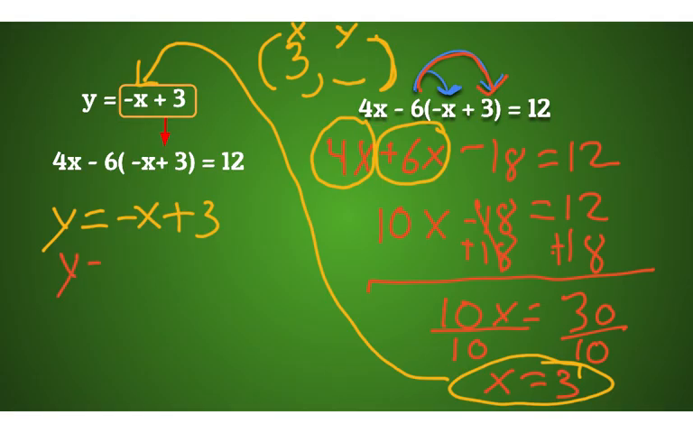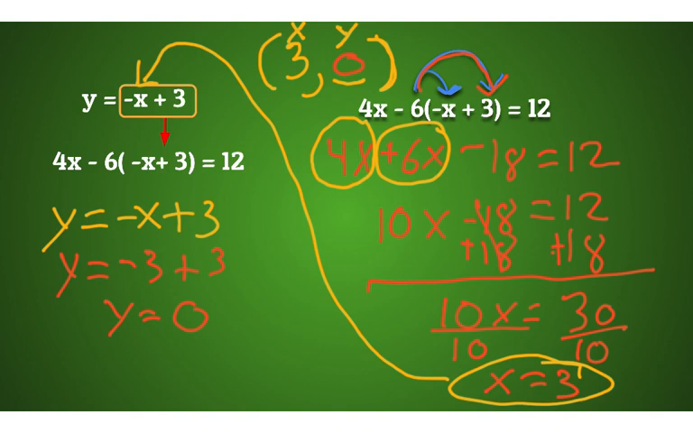So now I know the x value is 3. I'm going to plug it right into the equation, and I'm left with 3 plus negative 3, and that's going to be 0. So our coordinate or our solution in this problem is going to be (3, 0).